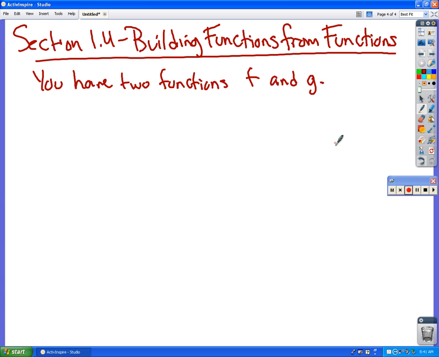So you're going to start with two functions, and we're going to call one of them f, as in f of x. We're going to call the other one g, as in g of x.